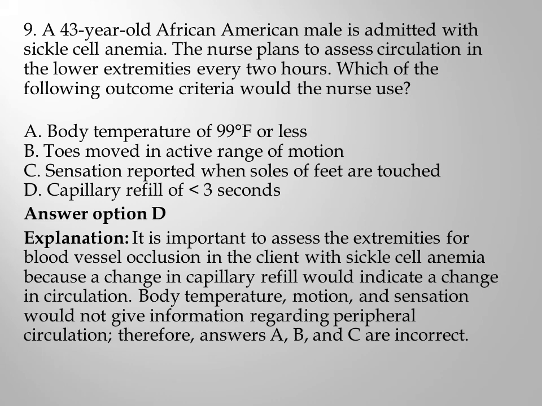We will see the rationale. It is important to assess the extremities for blood vessel occlusion in the client with sickle cell anemia, because a change in capillary refill will indicate a change in circulation. Body temperature, motion, and sensation would not give information regarding peripheral circulation. So the options A, B, and C are incorrect. So D is the correct option because it will give correct indication regarding circulation.